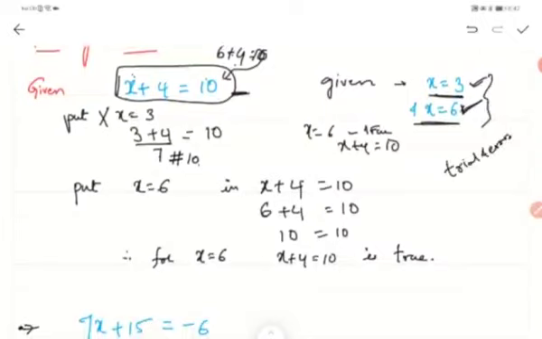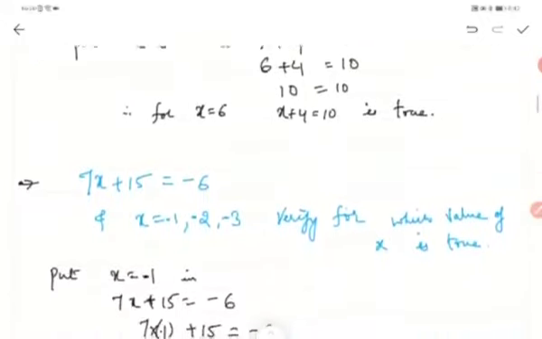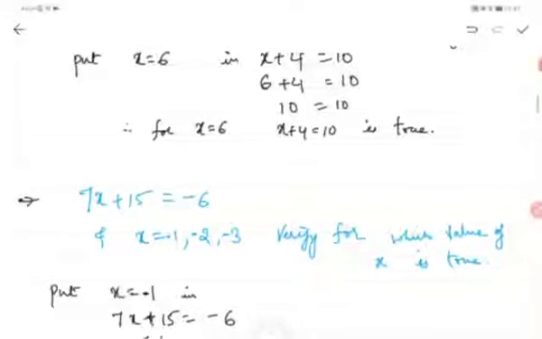Okay, that means you will take different values for x and try to find out for which value of x it is true. Sometimes you need to just put in the values which will be given in the question itself. Let me take one more example for putting of values.